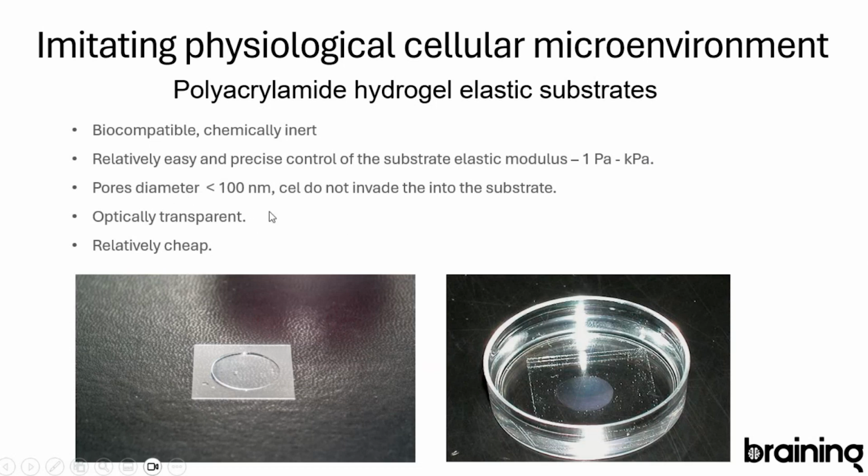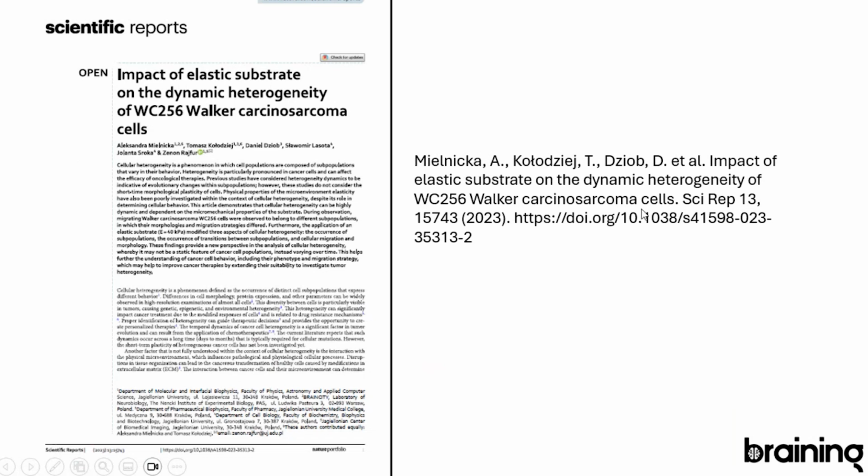In this kind of polymer substrate, there are very small pores, less than 100 nanometers in diameter. So the cells don't have any desire to invade into the substrate. And very important from the microscopy point of view, they are optically transparent and relatively cheap to produce. So we are producing this kind of substrate. You can see here photos of this substrate, which we use to observe our cells.